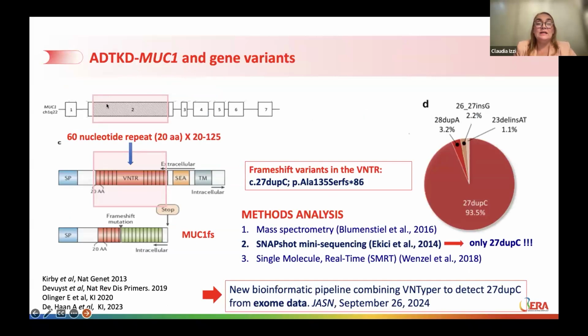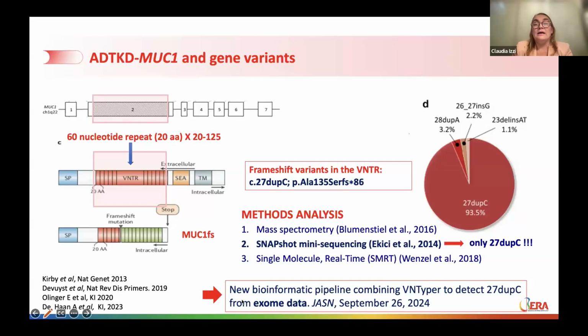What you can see is that there is a 16 nucleotide repeat in exon 2, and the variant that has been identified only in 2013, because it was very difficult to find it, is a duplication inside this nucleotide repeat that leads to a frameshift mutation. So different method analyses have been tried to look at this type of variant, but NGS analysis usually does not see this type of variant.